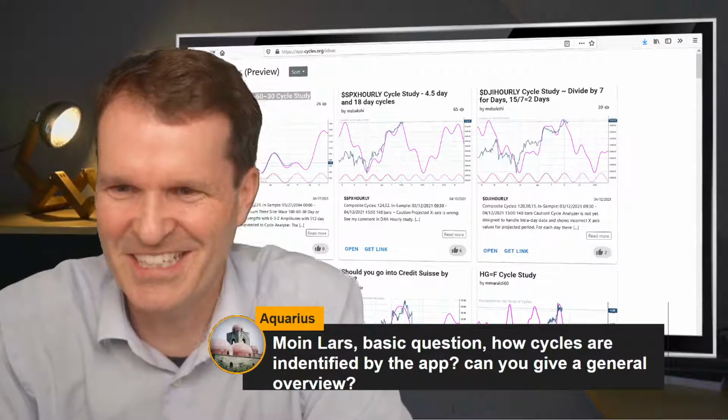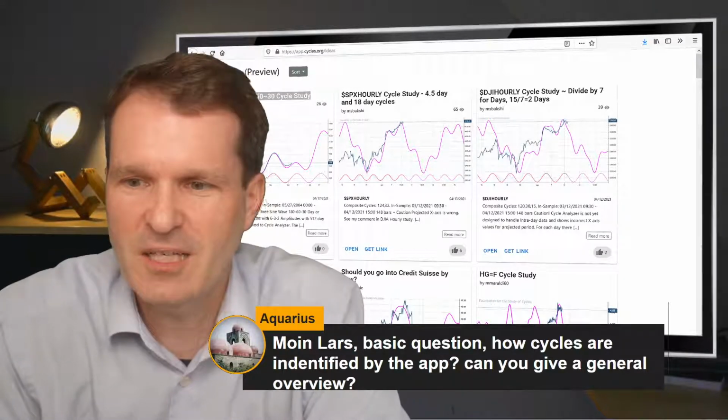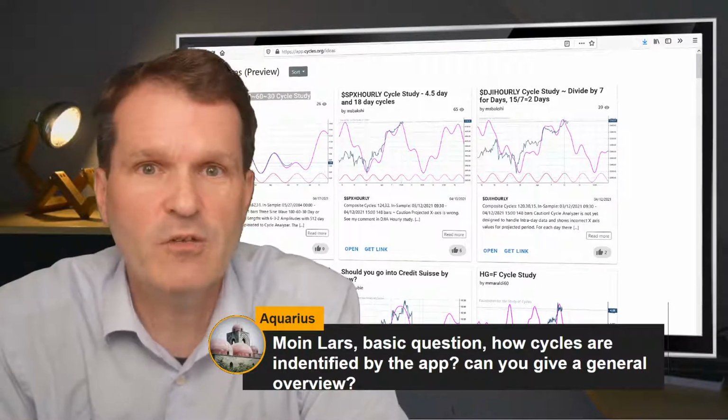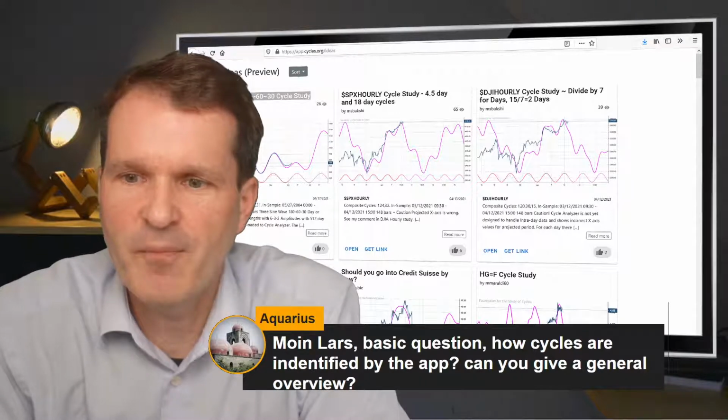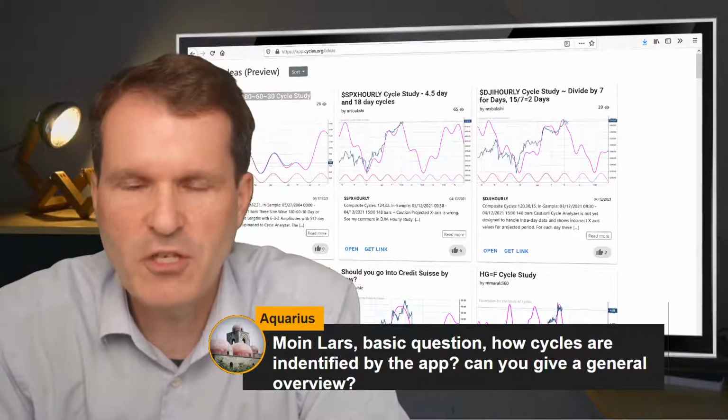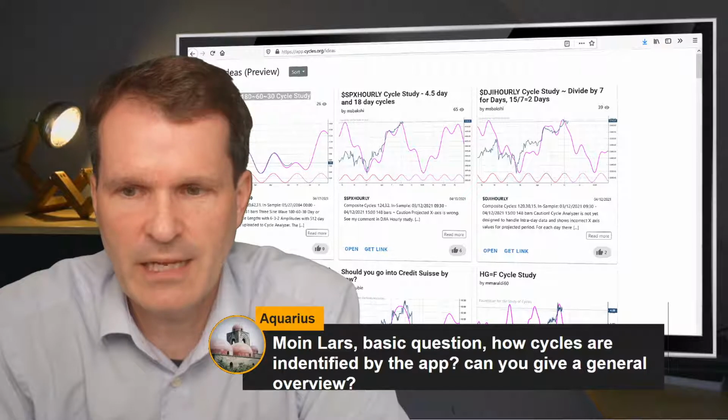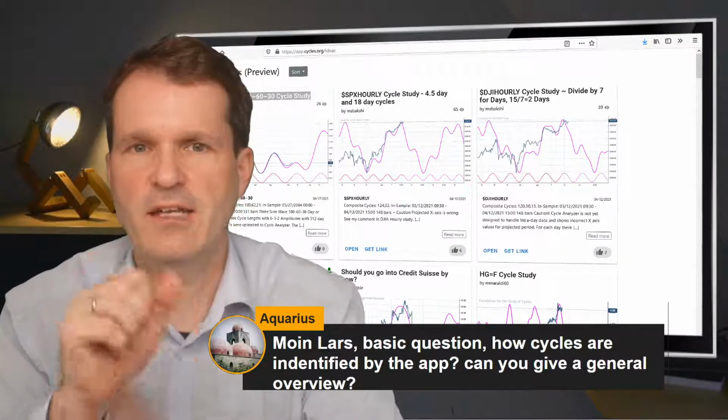But anyhow, that's nothing. How are cycles identified by the app? Can you give a general overview? Yes, I will try to summarize it quickly. So, how are cycles identified by the app?